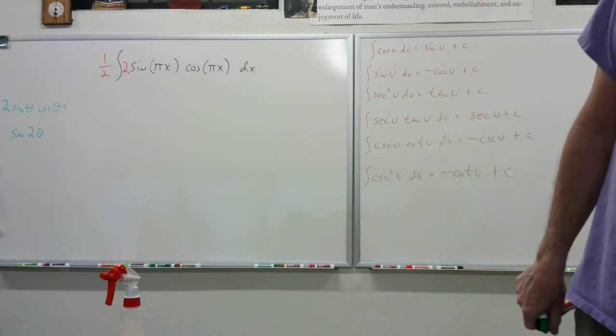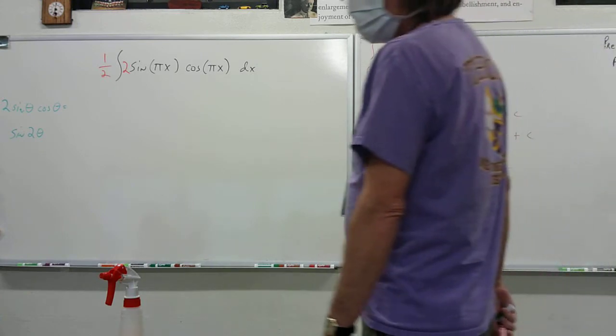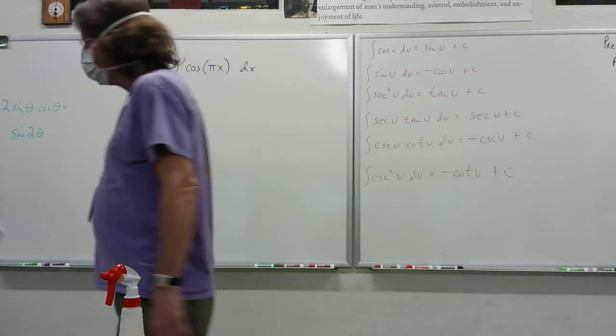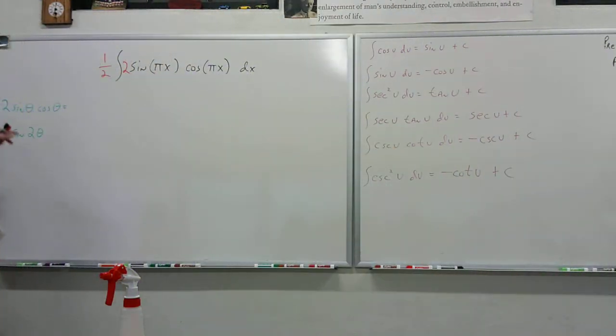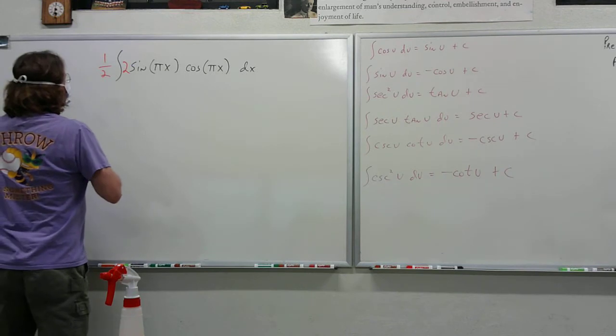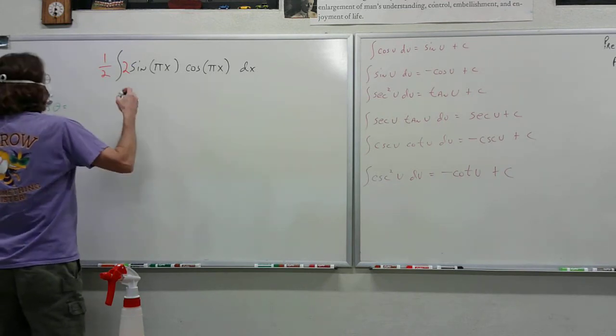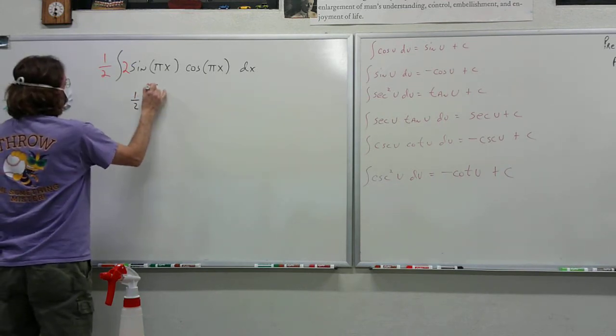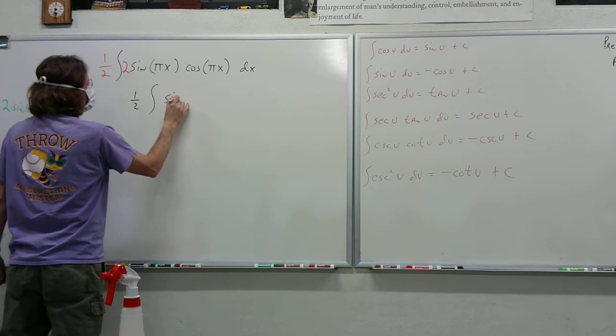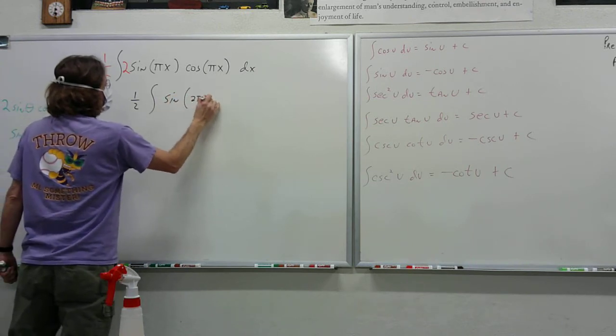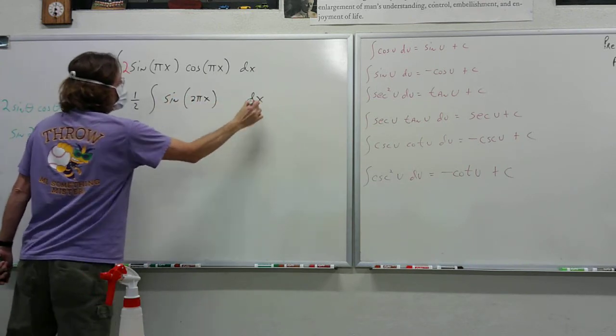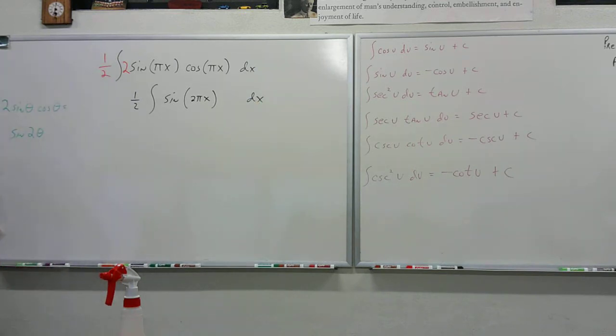I'm making sure he's writing those right. I don't want them with the little text. Okay? So, if I use that trig identity, look what I get. I get 1/2 integral sine 2 pi x dx. Now, do you recognize which rule it is? Yeah.